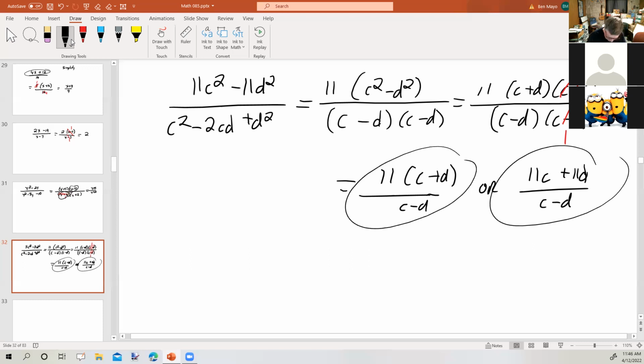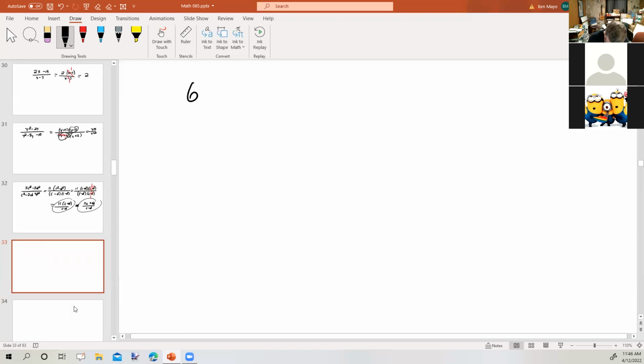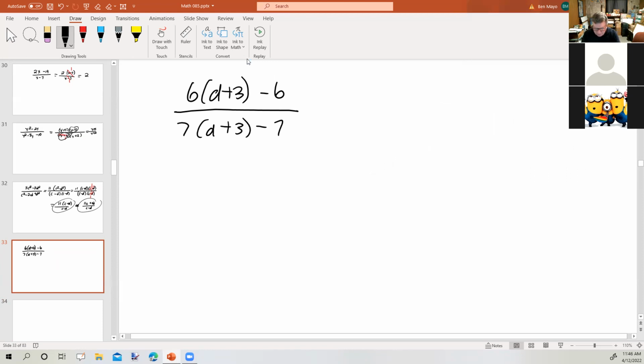Okay. How about this one? 6 times d plus 3 minus 6 over 7 times d plus 3 minus 7. Could I reduce out the d plus 3s? No, we can't. They're not factors of the entire numerator. Oh, yes, you're right. Gotcha.